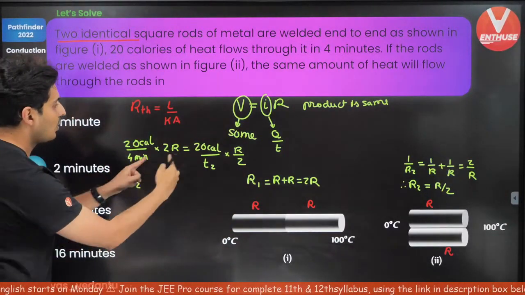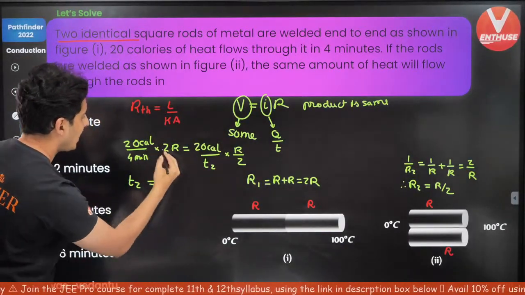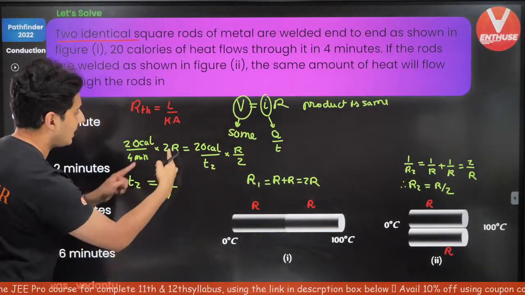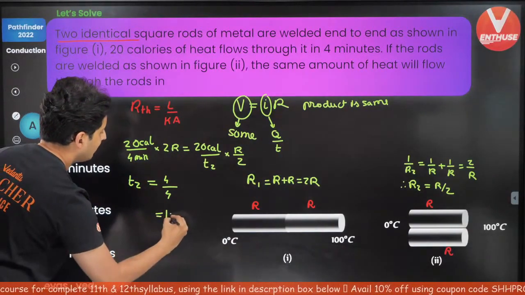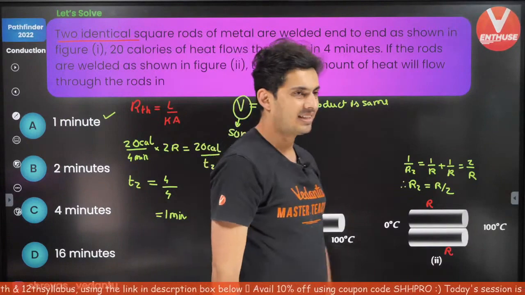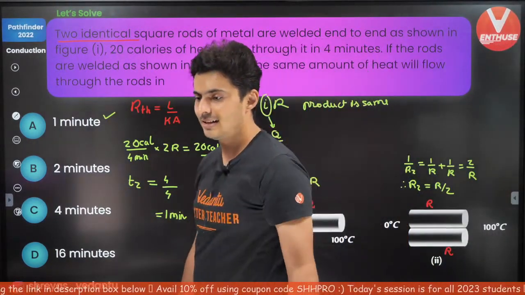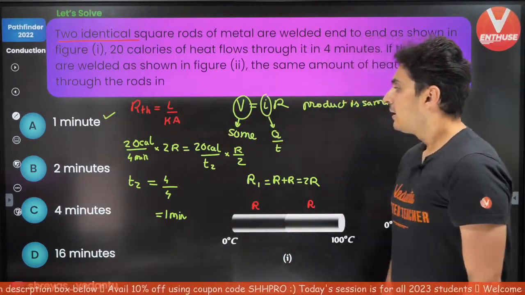20 goes, 4 goes on the top, and this 2 and this 2 also get multiplied as 4. So this will just become 1 minute, which is there as the first option. That's it. As simple as that. It's very easy if you convert it into current electricity. That's it. Done. Understood what happened?